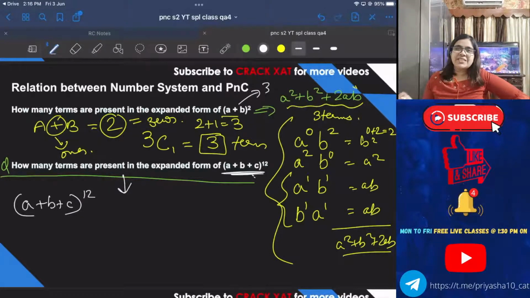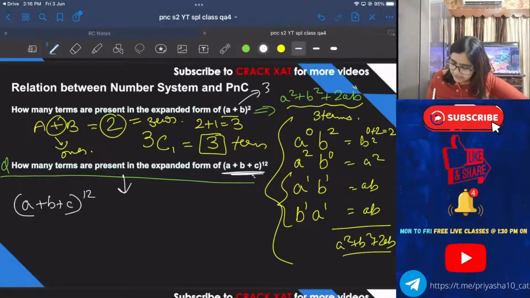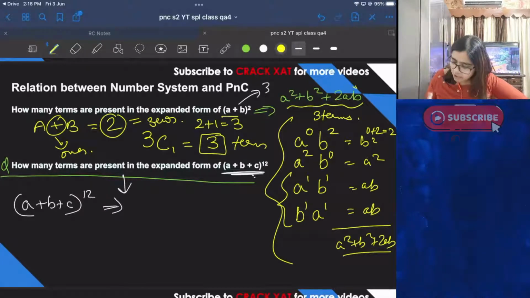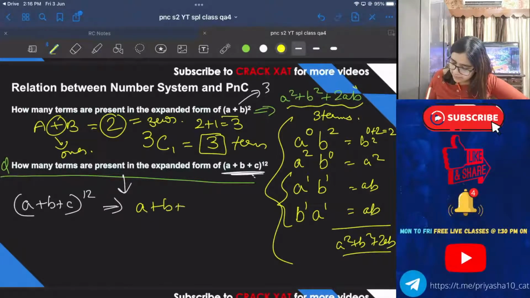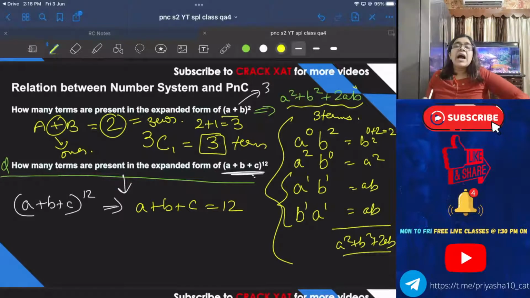a plus b plus c whole square में कितने सारे terms present होंगे when you will open that up is nothing but the same application of a plus b plus c equals to 12. I have to distribute the powers in such a way that it always sums up to 12.